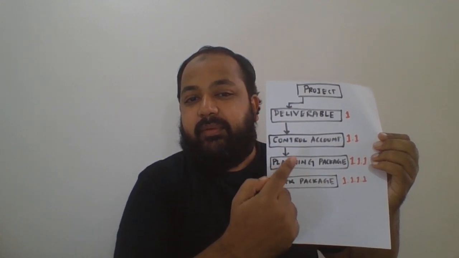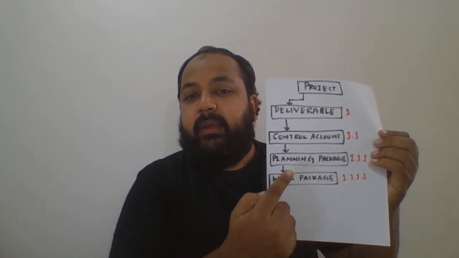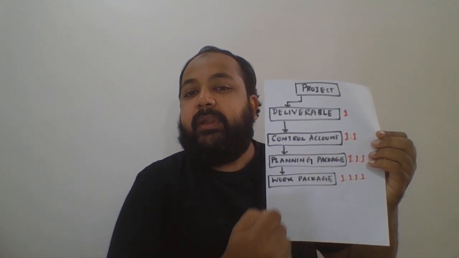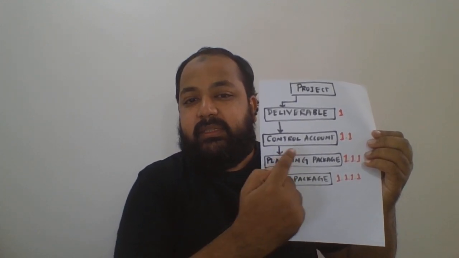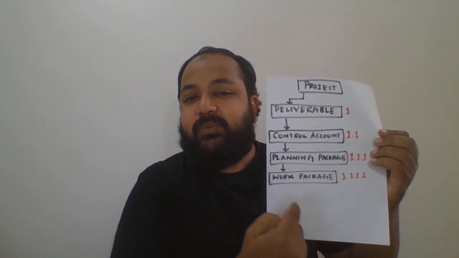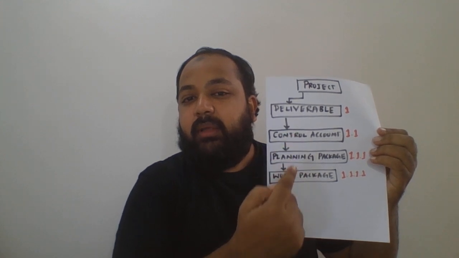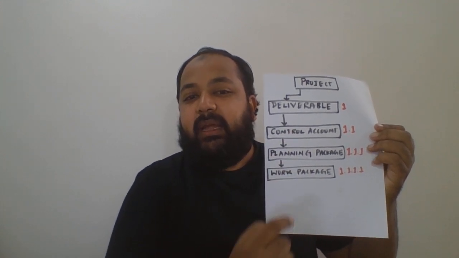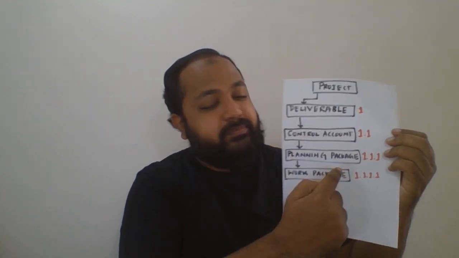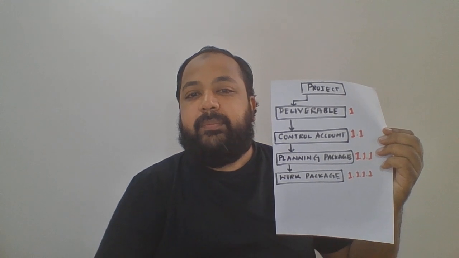Okay, so if everything below this is done, so this painting is done, this deliverable is done. A planning package will talk about how this work package will be completed. It itself is not a deliverable, but it will just talk about how we are going to get this work done. A planning package will come between a control account and a work package. And then a work package will talk about the resource, the cost, and the duration.